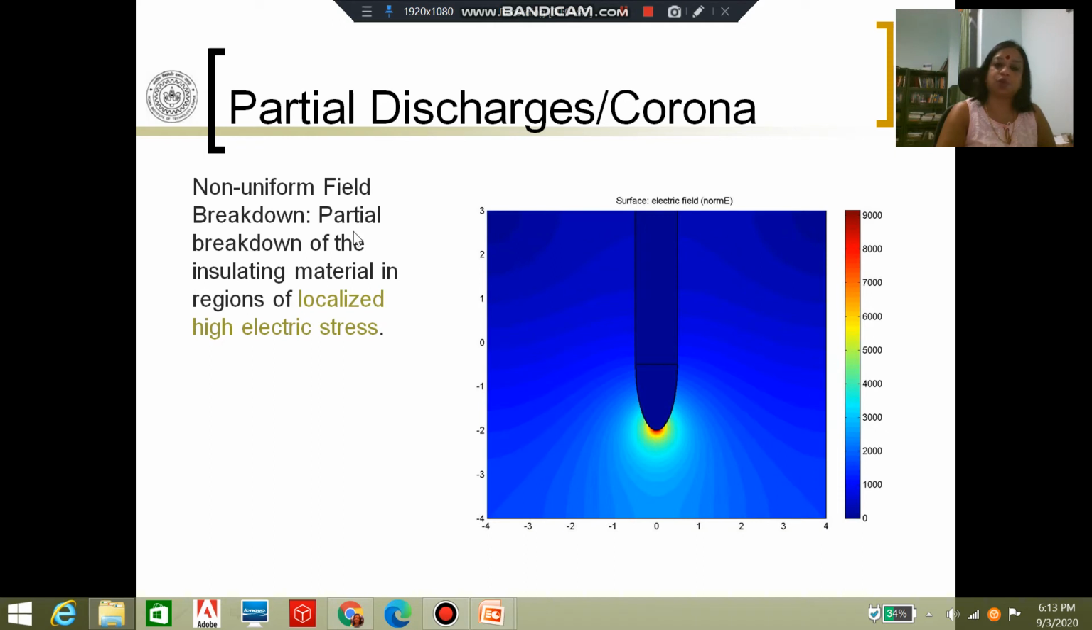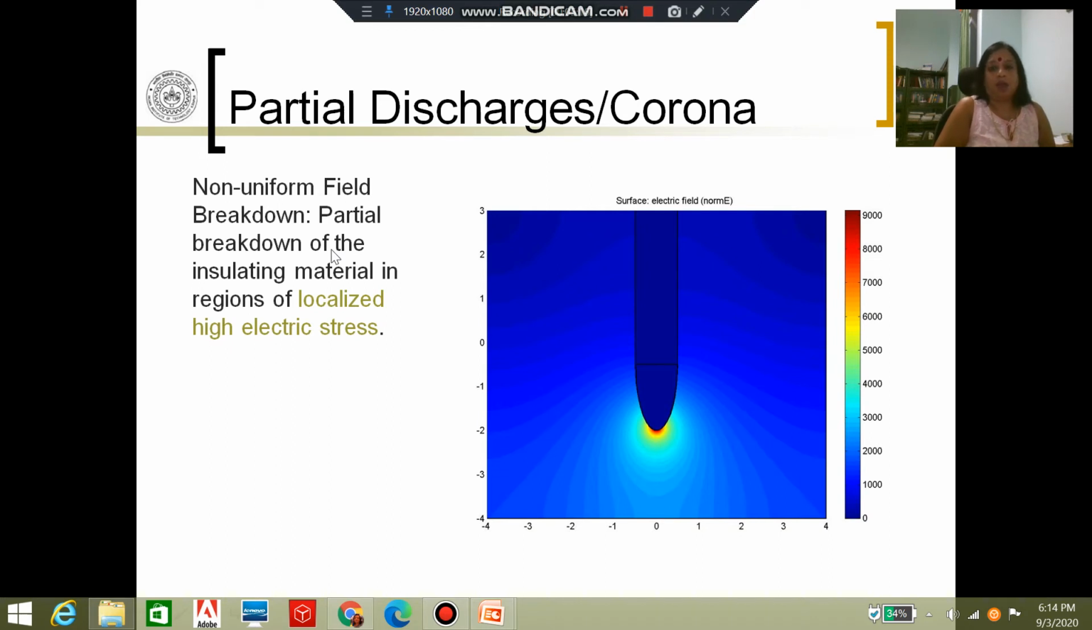but there is only a partial breakdown of the insulating gas in the region of localized high electric stress. So in a very small region, there is a high electric stress, and only within that region, the gas will break down partially. This is called partial discharge, or PD. We will study PD at considerable length later.